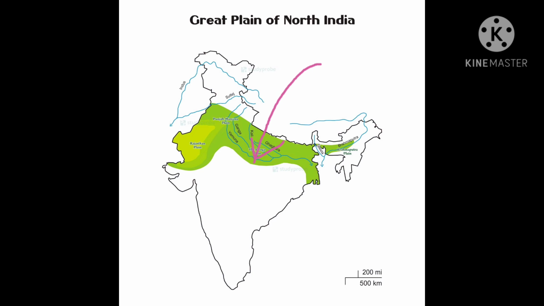Children, the next landform we are going to show on the map is the northern plain. You can see on this map the green area is the northern plains. The Great Plains of northern India lie on the south of the Himalayas. They are in fact bounded by the Himalayas on the north and the Deccan Plateau on the south. These plains stretch for about 2400 km from east to west and 200 to 400 km from north to south.